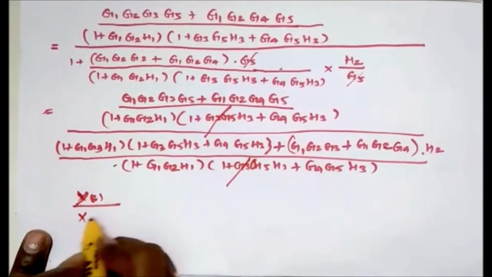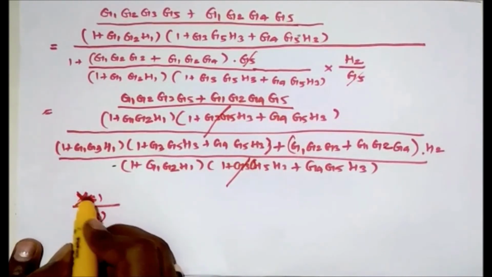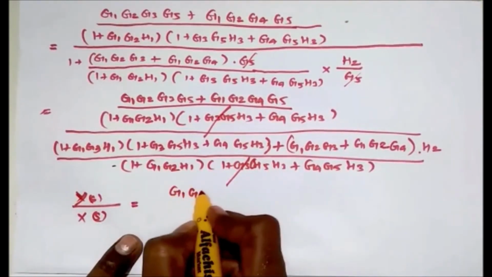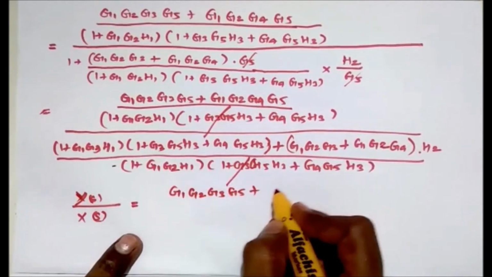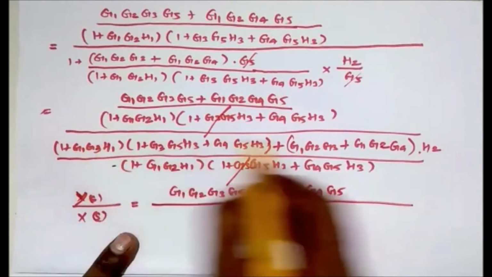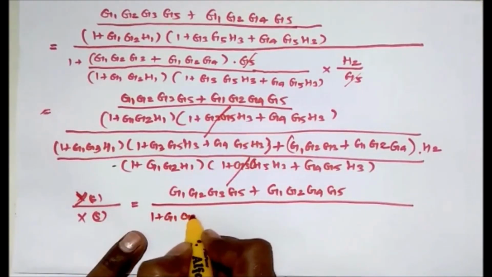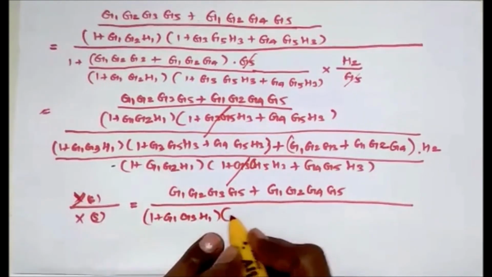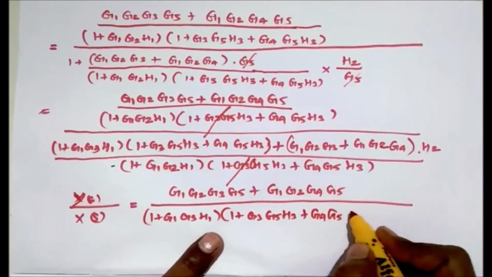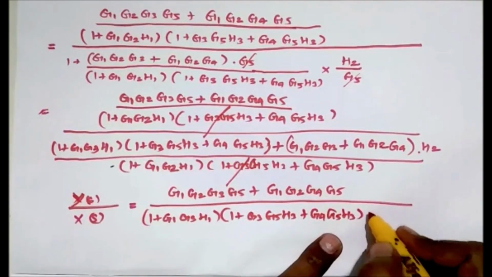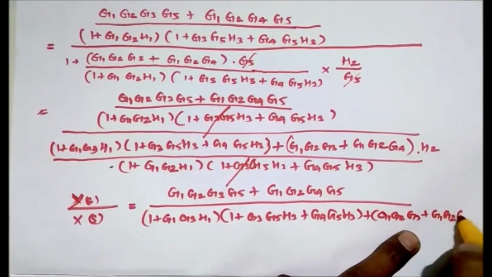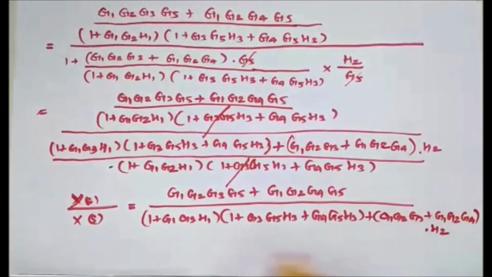Y of s divided by X of s, which means the Laplace transform of output divided by input, equal to G1, G2, G3, G5 plus G1, G2, G4, G5 divided by this term 1 plus G1, G2, H1 into 1 plus G3, G5, H3 plus G4, G5, H3 into H3 plus G1, G2, G3 plus G1, G2, G4 into H2. So this is the transfer function.